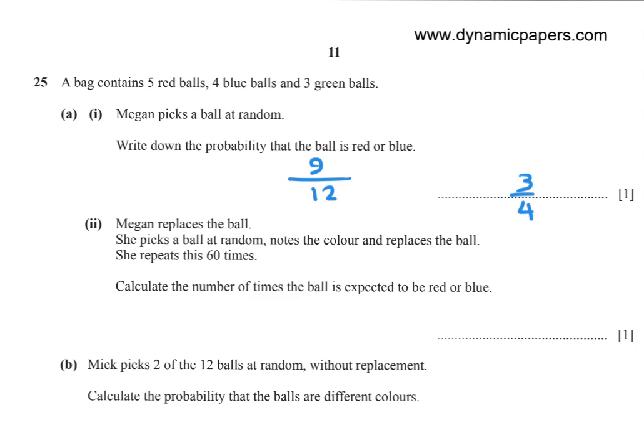To find the expected number of times, we need to find the probability of red or blue and multiply by the total number of times. Probability of red or blue is 3 over 4. So 3 over 4 times 60 equals 45.